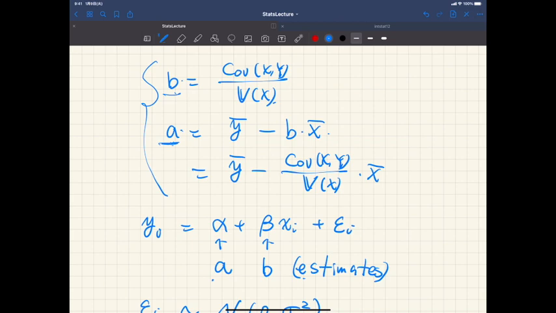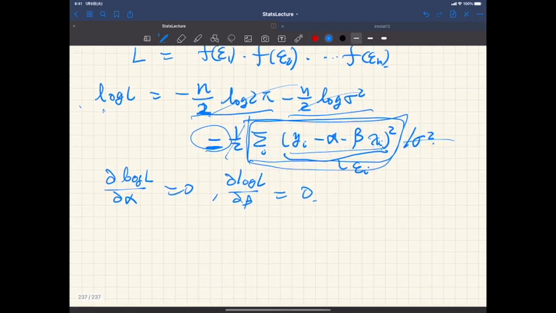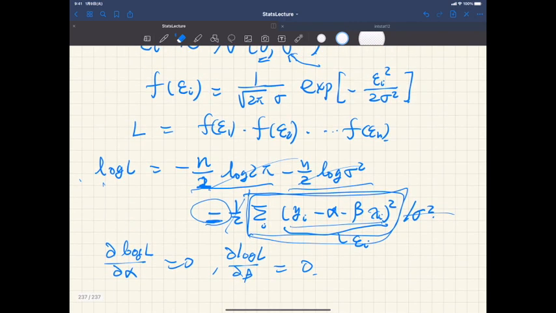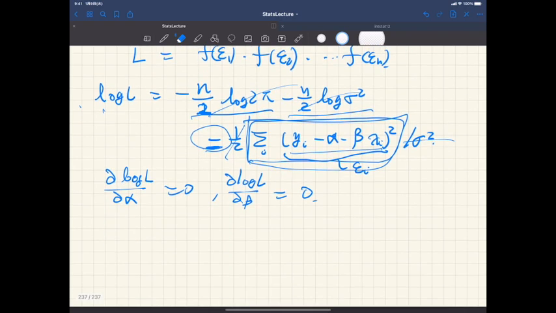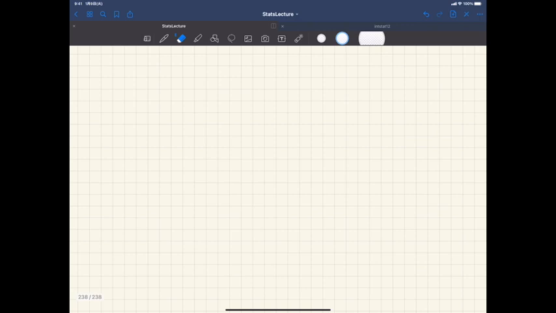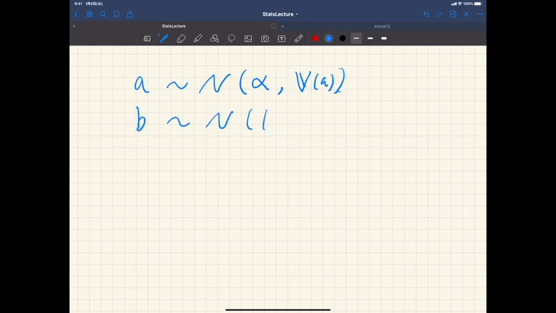So that's another way to look at the problem. But there's something more. What's nice about this formulation based on maximum likelihood is that it can be shown that this parameter alpha, the estimate A, follows a normal distribution. So this A follows a normal distribution with mean alpha with some variance, and also B follows a normal distribution with mean beta with some variance.